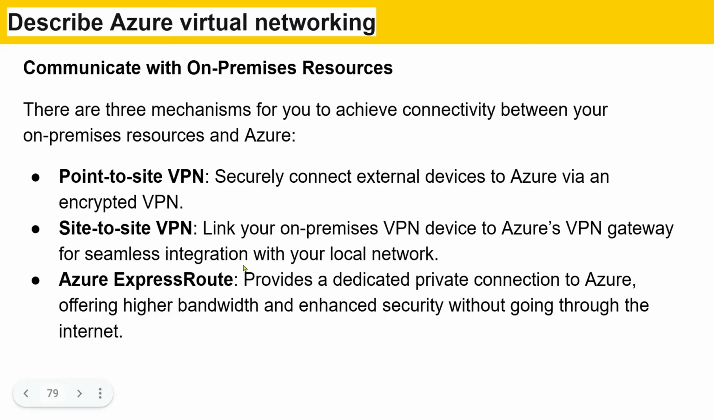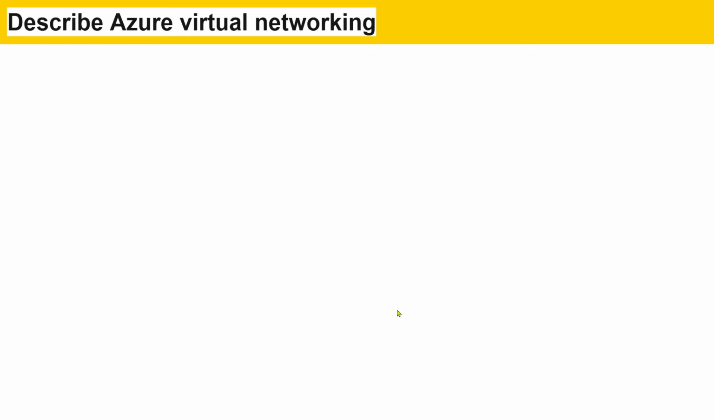So ExpressRoute, we have seen the roads nowadays, right? Express route. So in that, you directly go from one city to the other city without any stoppage. Similar way, without going through the internet, you have a dedicated private connection to Azure. Okay, so that is called Azure ExpressRoute. Let's see some more key features.